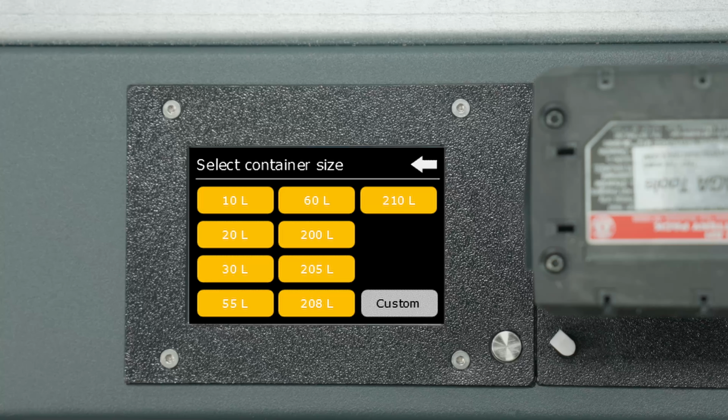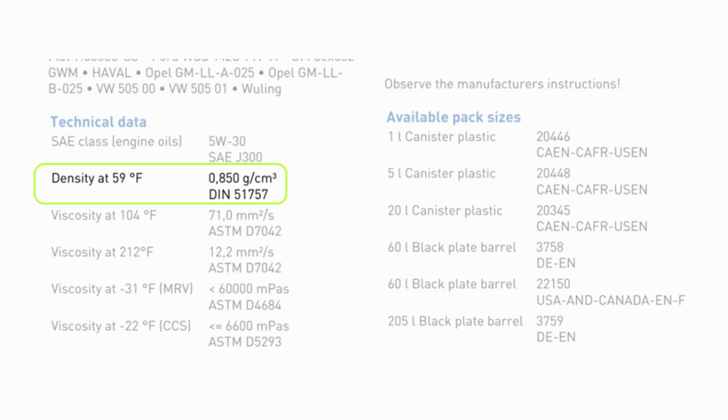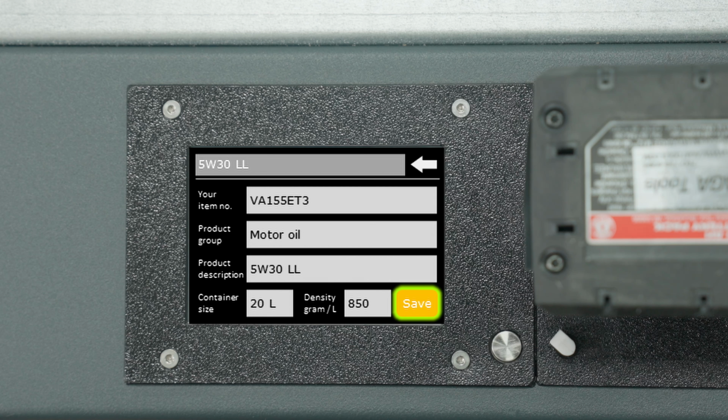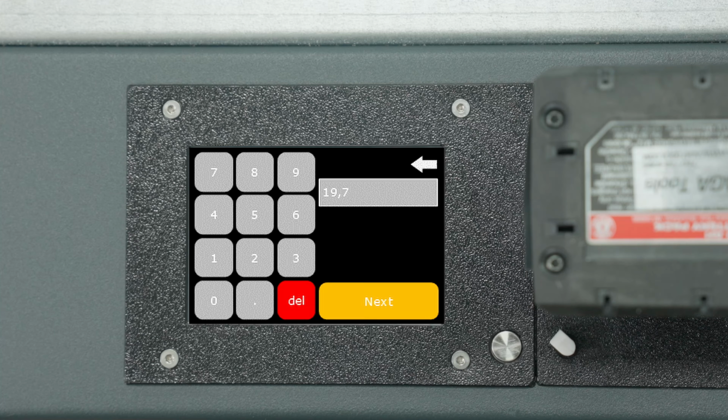Select the size of the container you are pumping from. Tap the density field to enter the specific density. You can find this value in the oil's datasheet, available on the oil manufacturer's website. Verify all the information on the summary screen and tap Save if all the data is correct. Do not enter 0.850, always enter 850. Do not enter 85, it needs to be 850. Tap Next to enter the current quantity in the container. Enter the actual quantity in the drum or container.